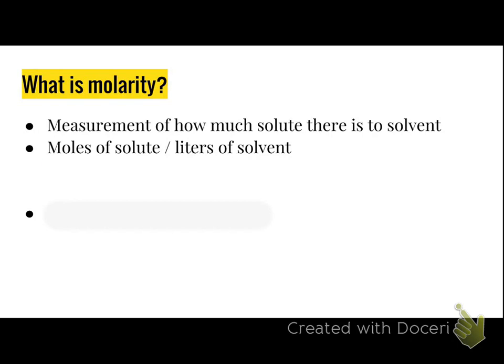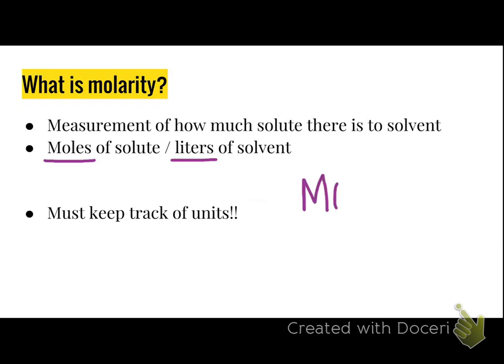Now, this is very important. Our solute must be in moles, so if you're given it in grams, you need to convert it into moles. And our solvent, for example, our water, must be in liters. If it's given to you in milliliters, you need to convert it into liters. So you want to make sure that those units are what you have. Okay, so it's very important, because if we change that up, we don't have the definition of molarity. So it's moles per liter.